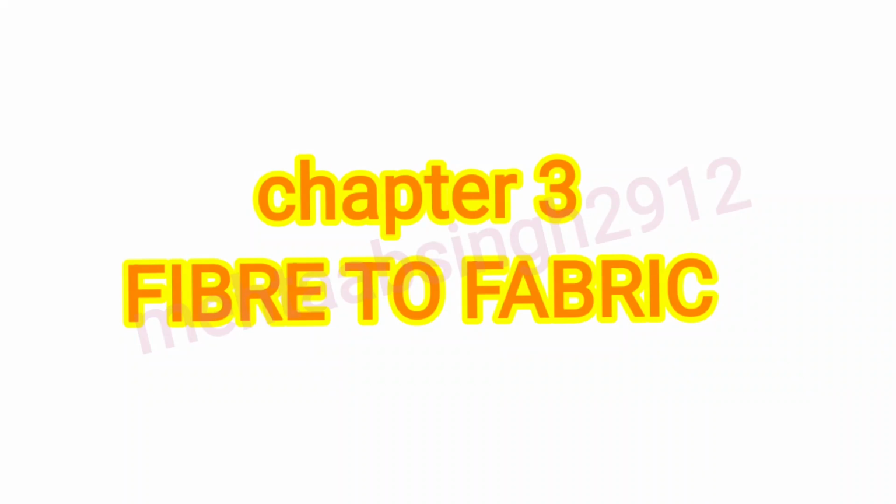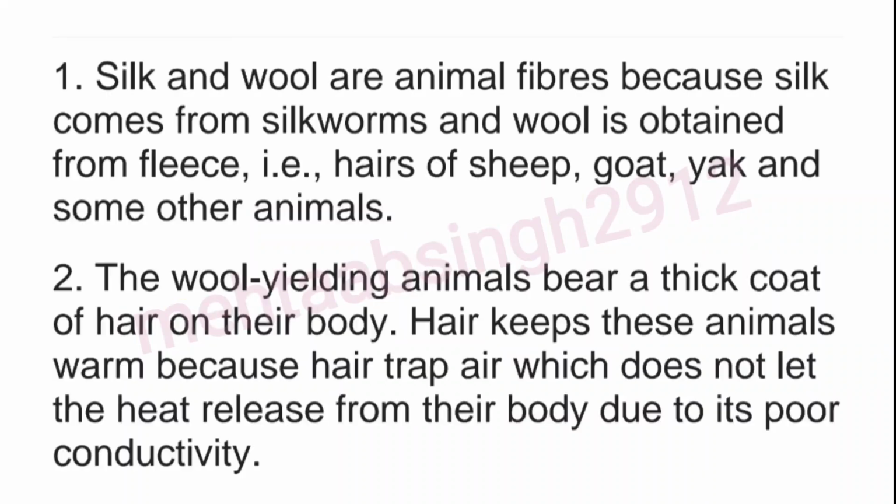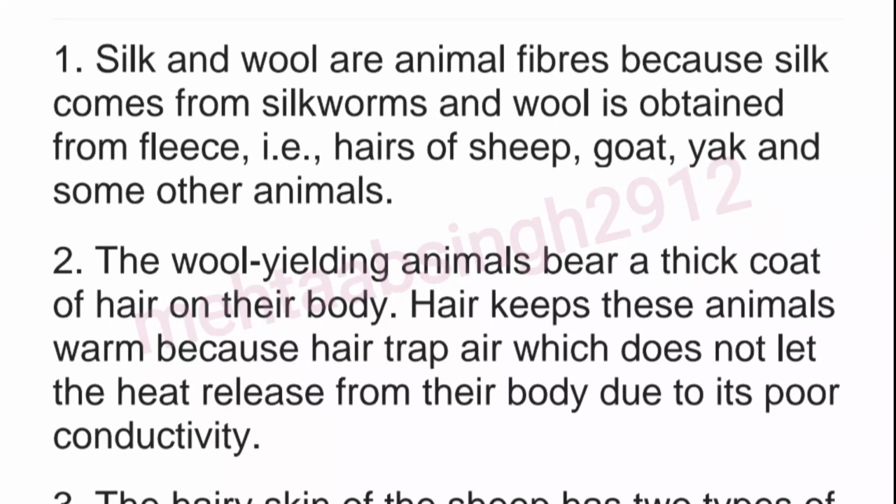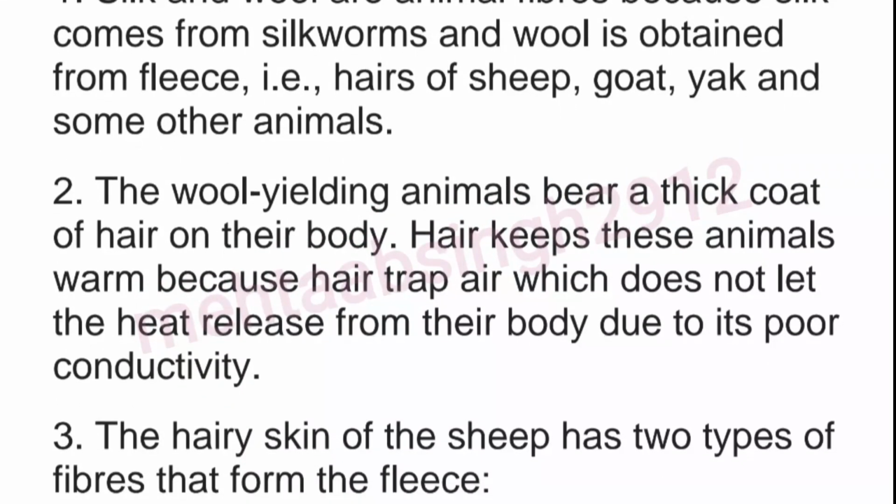Chapter 3, Fibre to Fabric. First, silk and wool are animal fibers because silk comes from silkworms and wool is obtained from fleece, that is, hairs of sheep, goat, yak, and other animals.